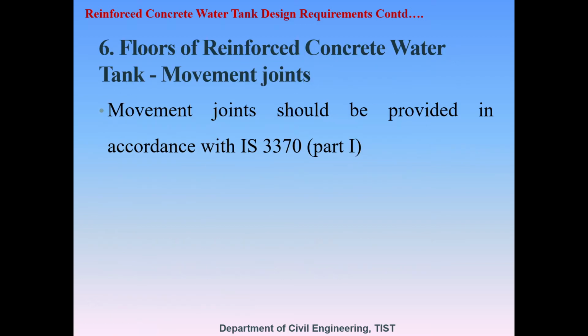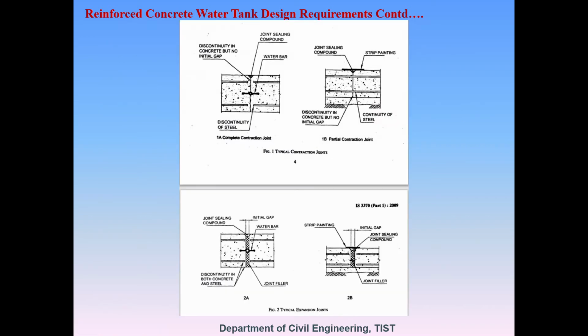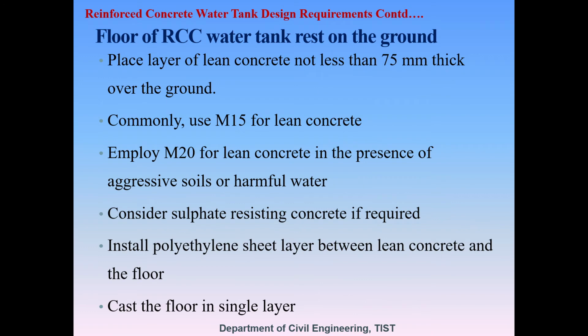Next is floor of reinforced concrete water tank, and in that case, movements of joints. The movement of joints should be provided in accordance with IS 3370 Part 1. If the floor of RCC water tank rests on the ground, in that case we have to place a layer of lean concrete not less than 75 mm thick over the ground. Commonly use M15 for lean concrete and employ M20 for lean concrete in the presence of aggressive soils or harmful water. Then consider sulfate resisting concrete if required and cast the floor in single layer.